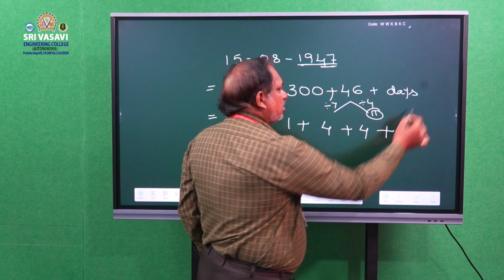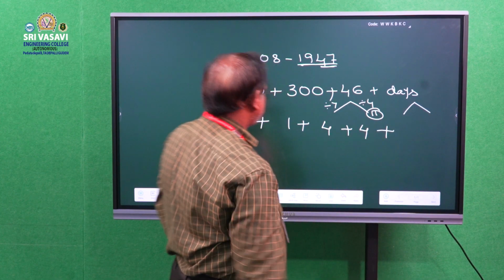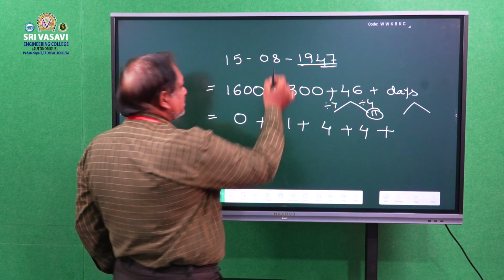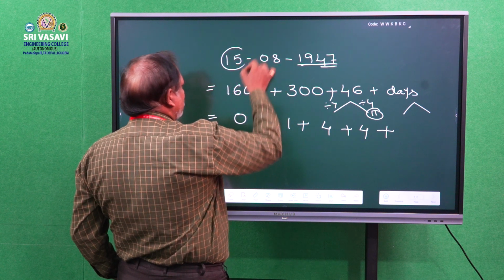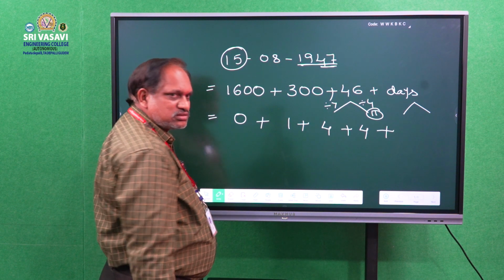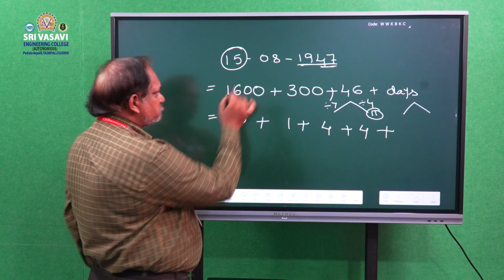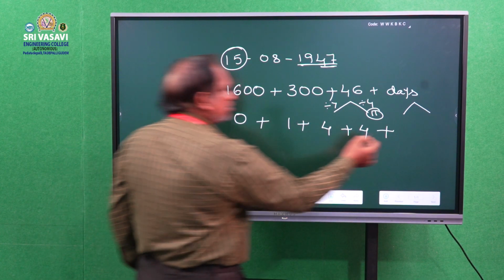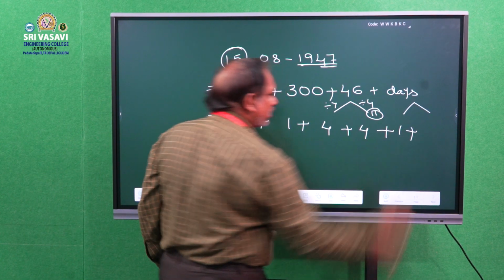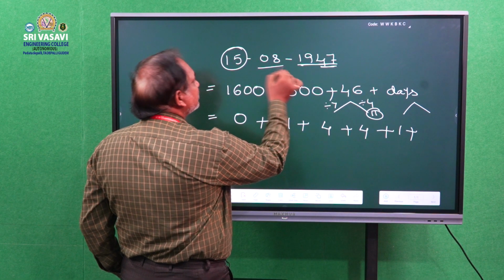And the remaining last step, days. In this, how many days are there here? 15 days. 15 odd days. Again when divided by 7, the remainder is 1. And remaining months.